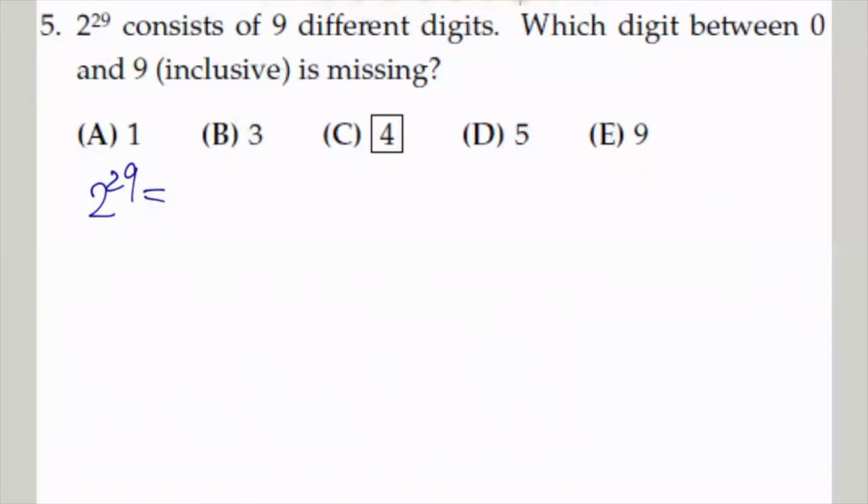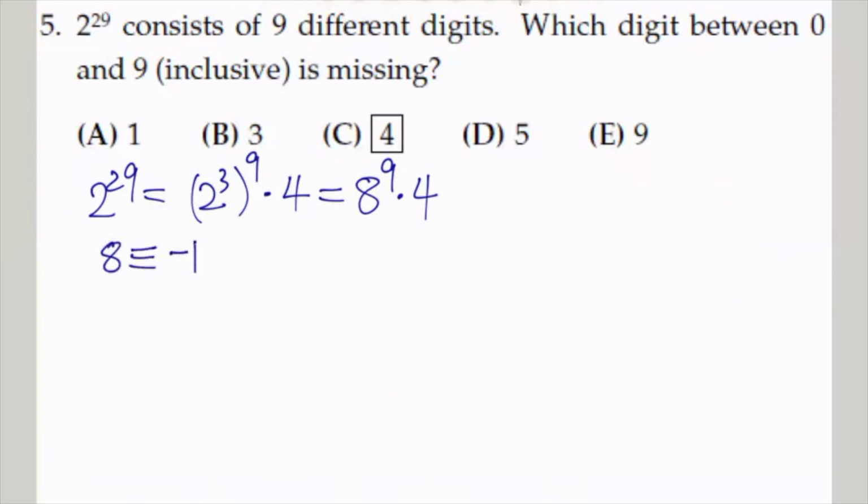But it's not that easy. Fortunately, we see that we can construct 8. 2 to the 3 equals 8, then to the 9th, then times 4. So we have 8 to the 9th times 4. Why are we interested in 8? Remember that 8 and -1, they're congruent in mod 9. And by the exponent rule, we know that 8 to the 9th and -1 to the 9th, which is -1, are congruent in mod 9.